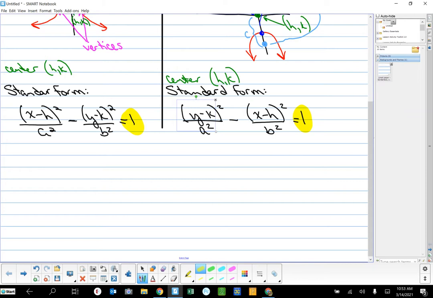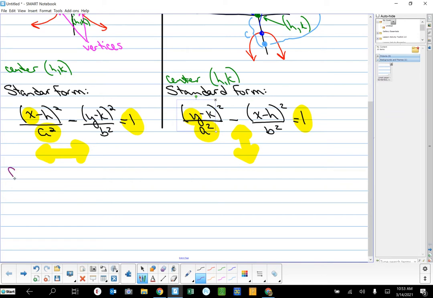But in this one, A is not necessarily bigger than B. A can be smaller than B. So that's important to note. It is also important to note that A comes first in the equation. So if A is under X, then this thing goes left and right. If A is under Y, then this thing goes up and down. Okay, that's the only real way that you can tell. You can't tell by the size of A. So that's something that you need to know and be aware of. All right, next.